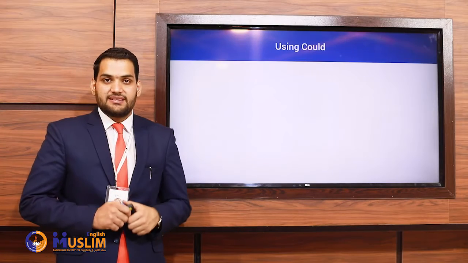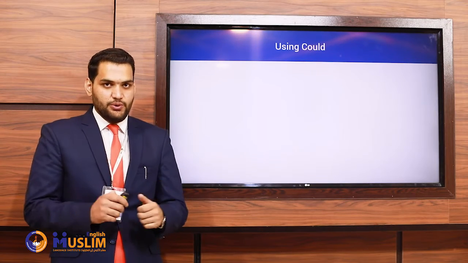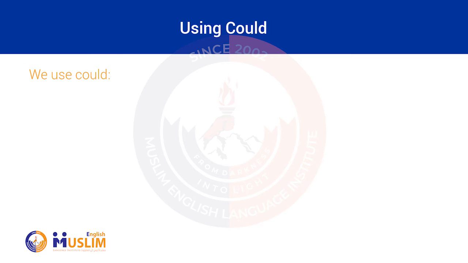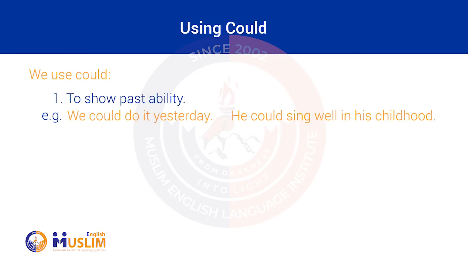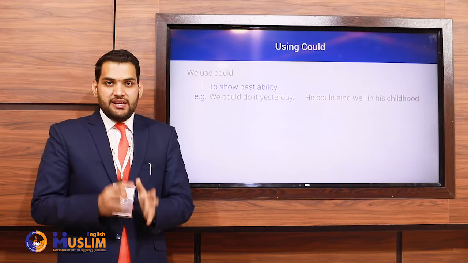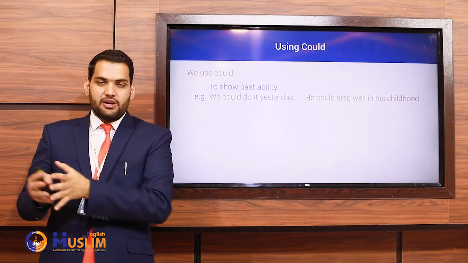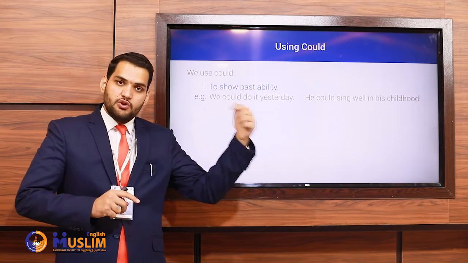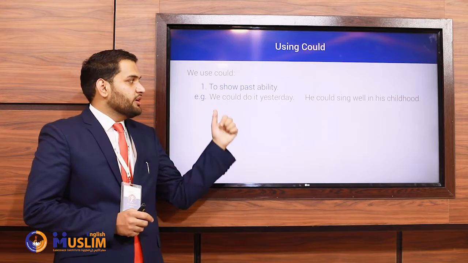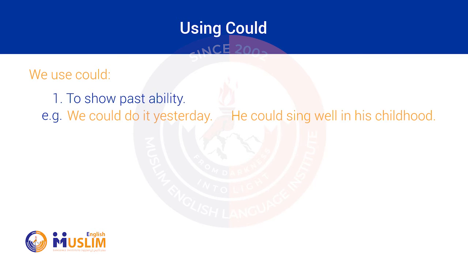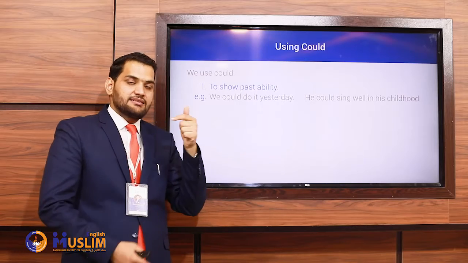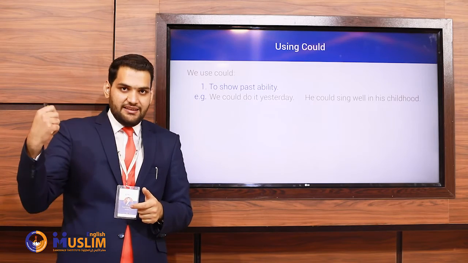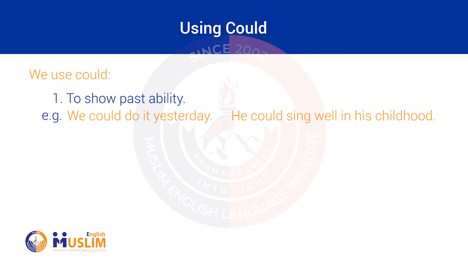Now let's talk about the second modal, and that is could. We use could also for three purposes. Number one, to show past ability. If you remember, we use can to show present or future ability, but we use could to show past ability. For example, we could do it yesterday. So this is something that you could do in the past. He could sing well in his childhood.